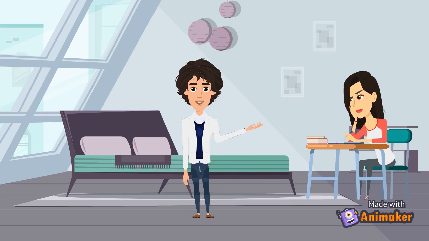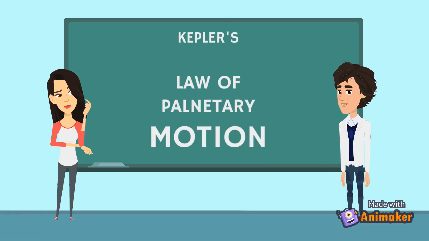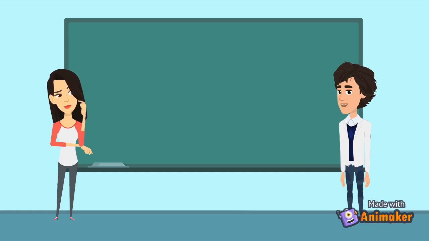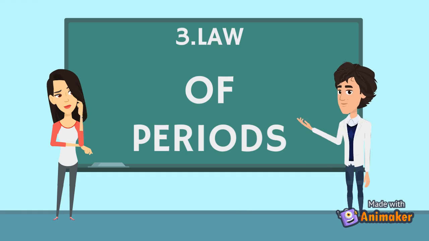So let's start. Kepler's laws of planetary motion describe the orbits of the planets around the Sun. He published the first two laws in 1609, and the third law in 1619. Kepler proposed three laws: the first law is the law of orbits, the second law is the law of areas, and the third law is the law of periods.